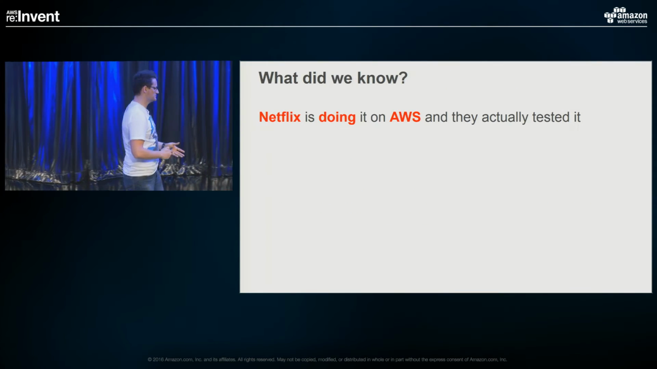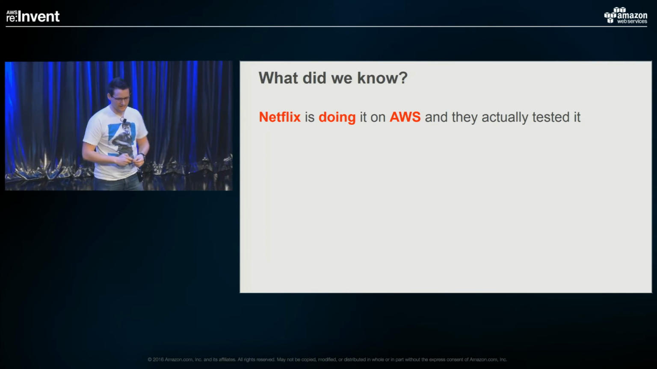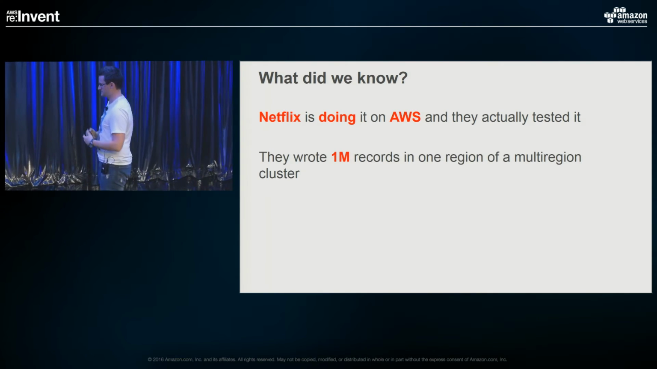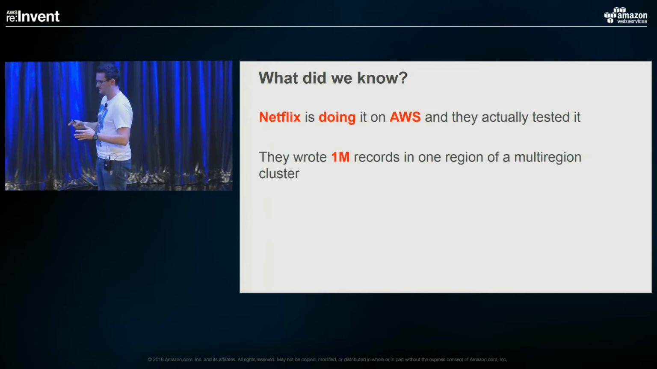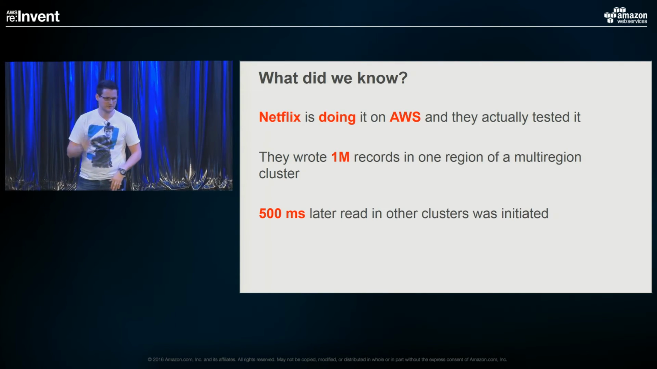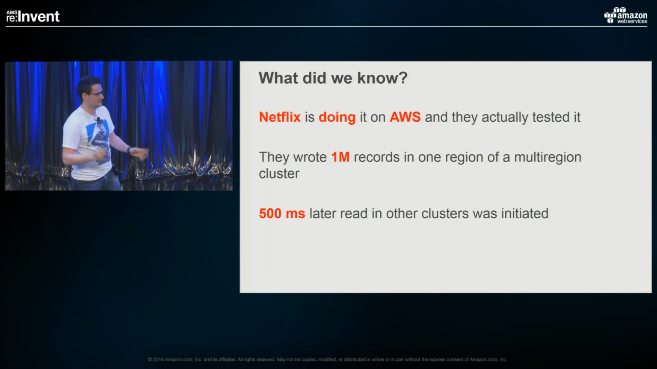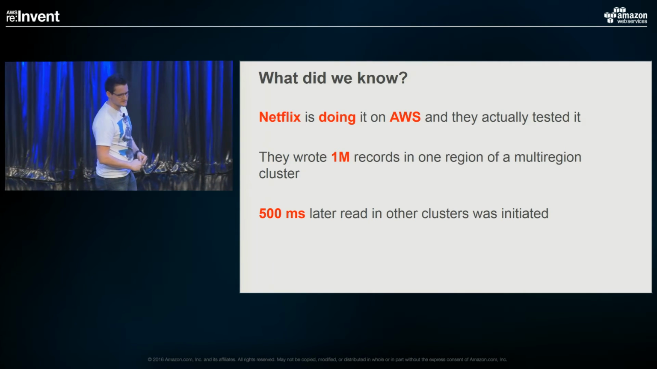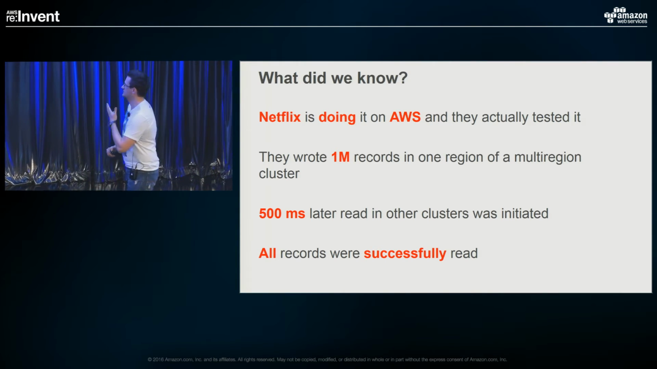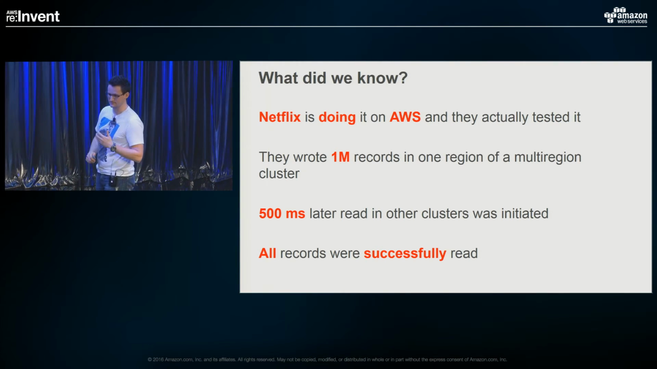And then we knew that Netflix did it, and they're doing it on AWS. They tested it. The way they did it was quite simple. They ran 1 million inserts. They put them in Cassandra. They waited 500 milliseconds somehow, I don't know how, but exactly 500 milliseconds later, read it, and they said all records were successfully read, so they said, we're good.